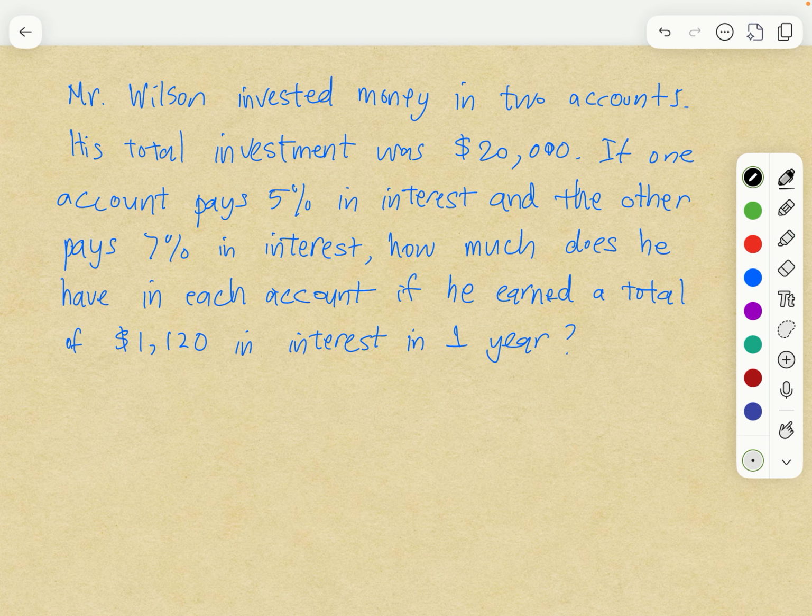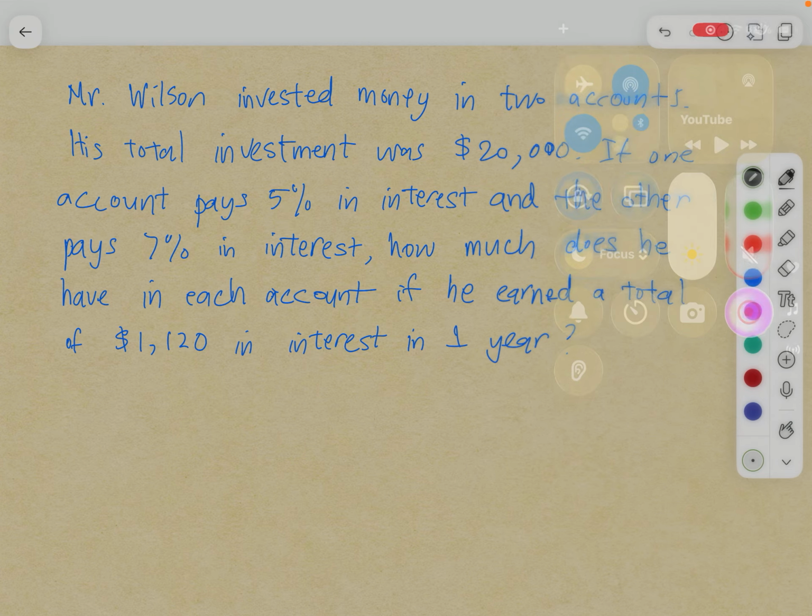In this video, we're going to work on a word problem. Mr. Wilson invested money in two accounts. His total investment was $20,000. If one account pays 5% in interest and the other pays 7% in interest, how much does he have in each account if he earned a total of $1,120 in interest in 1 year?